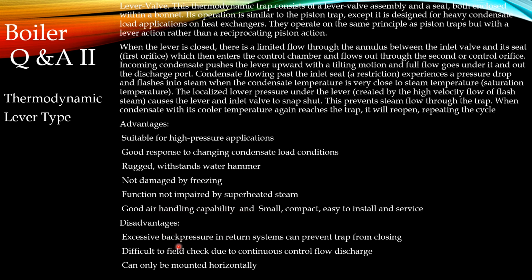Disadvantages: excessive back pressure in the return system can prevent the trap from closing. So when the condensate back pressure acts, it will not close the trap. Difficult to field check due to continuous control, the same as the piston type. It can only be mounted horizontally; it cannot be mounted vertically. This is the disadvantage of the lever type.